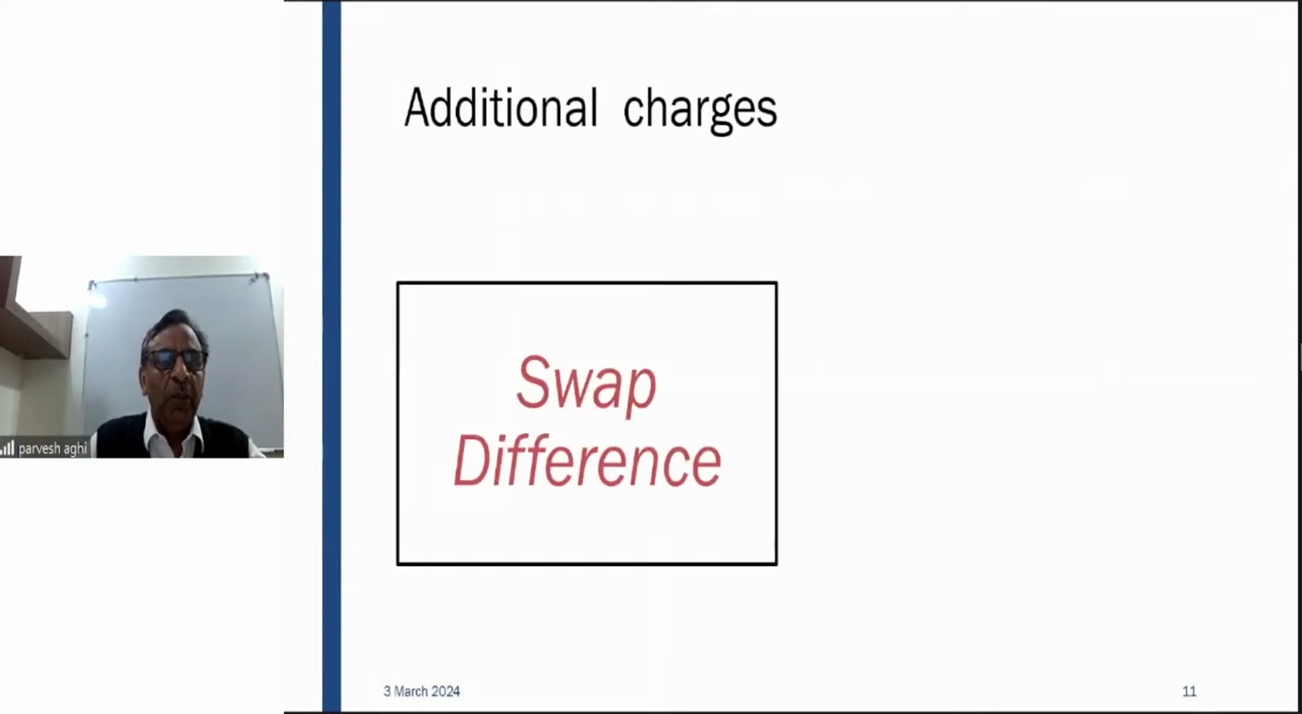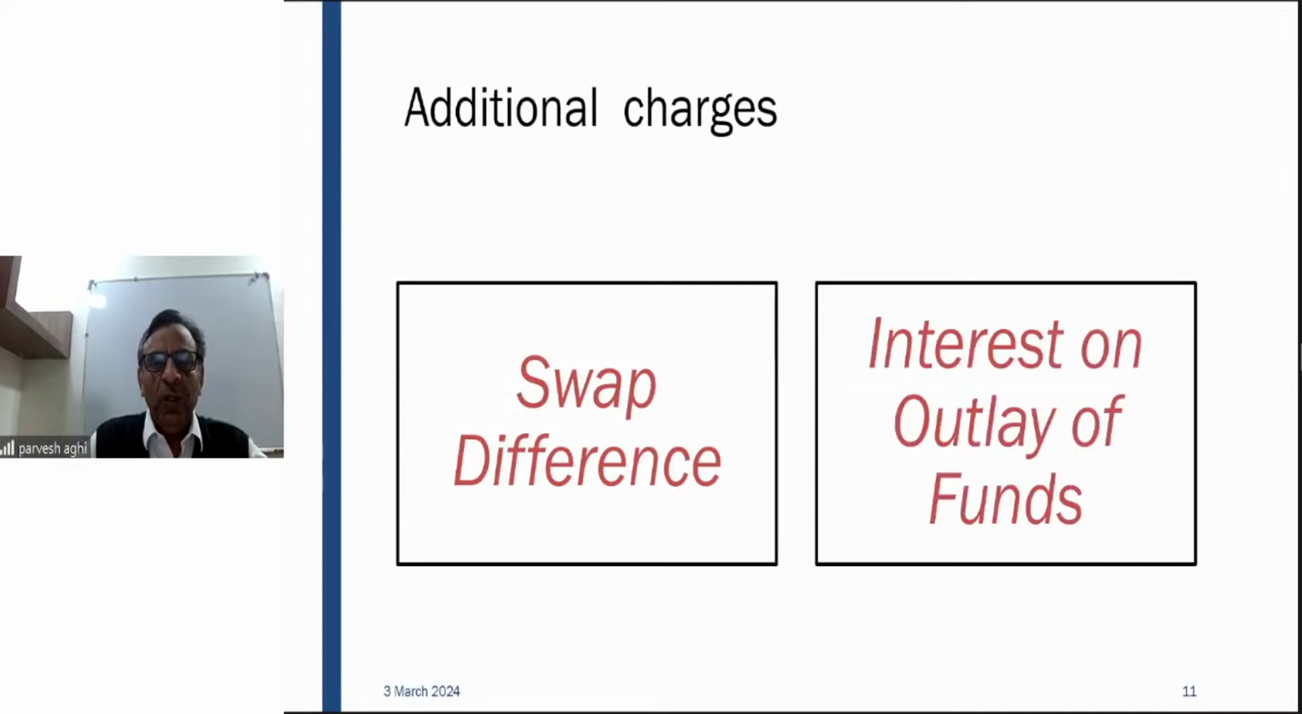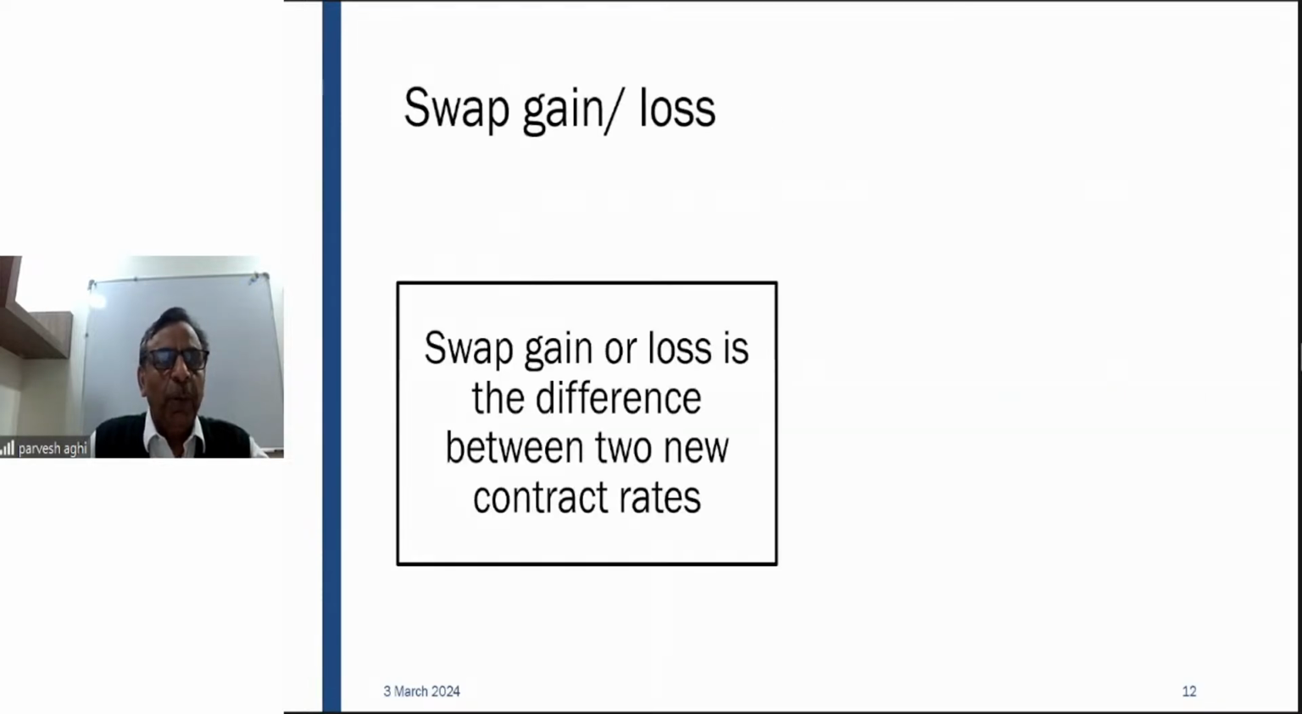these are two very important terms. Additional charges will be swap difference and interest on outlay of funds. So these are the two charges which the bank is going to charge from you in case there is a loss on account of swap difference and interest on outlay of funds. So what is swap gain or loss? Swap gain or loss is the difference between the two new contracts.